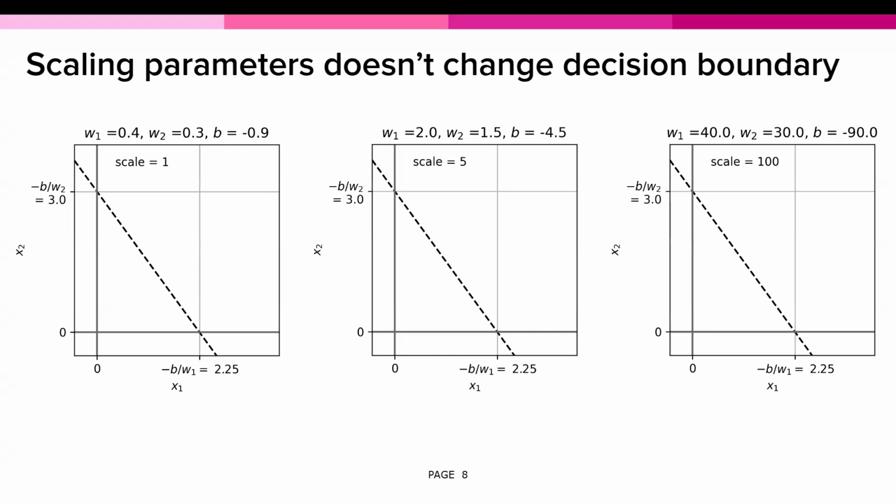If you were to change the weights alone, the angle of the decision boundary would change, so it would rotate around, altering its orientation. And if you change the bias alone, you would translate the decision boundary along the line of its normal direction. But when the weights and bias are scaled together, the ratio remains the same. So we keep the decision boundary fixed.